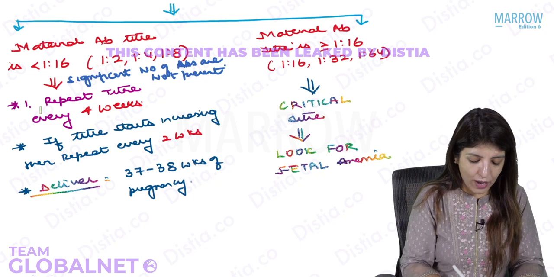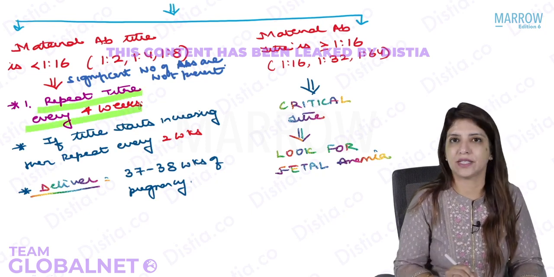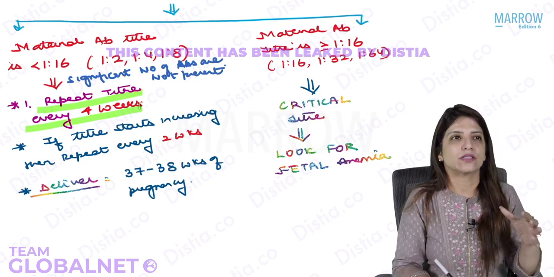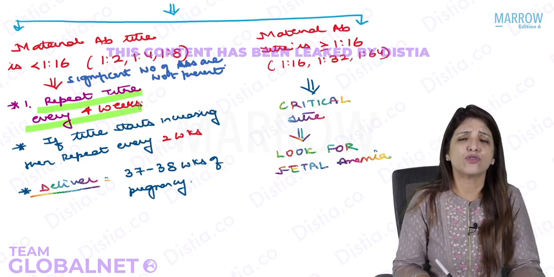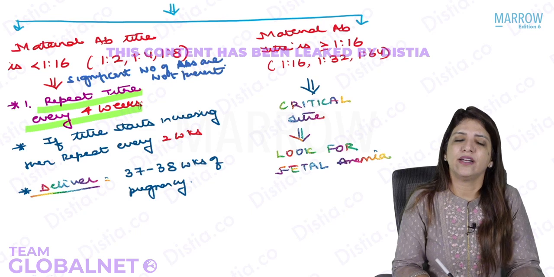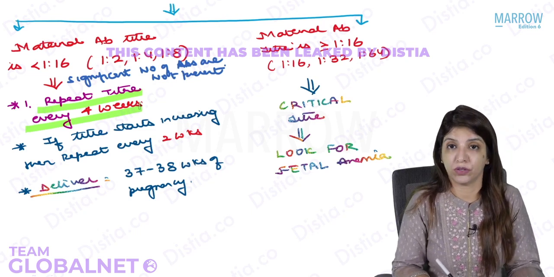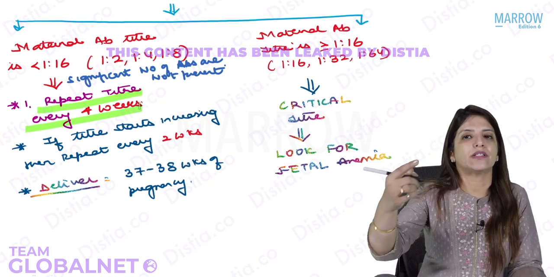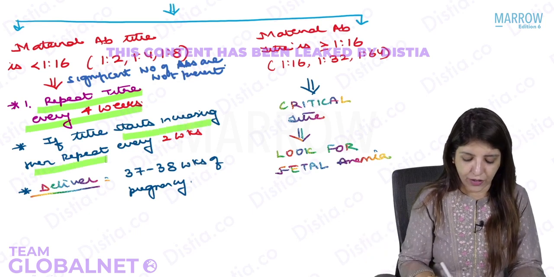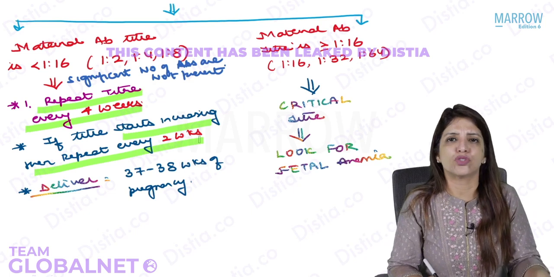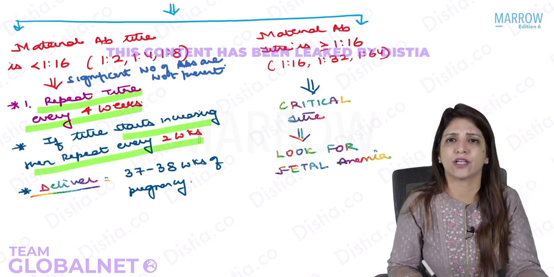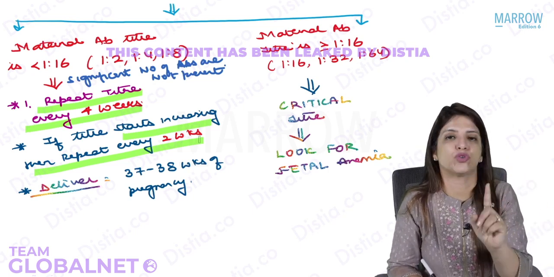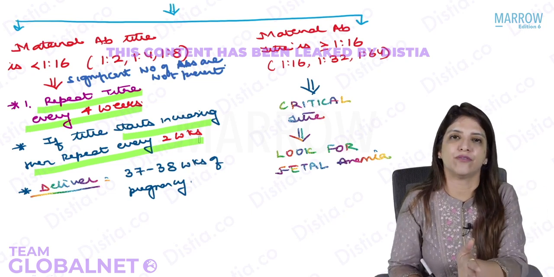So what I'm going to do, I'm going to repeat the titer every 4 weeks. And once I see that the titer has started increasing, so suppose it was 1:2, and then next time when I took the titer, it came out to be 1:4. Now, if I see that the titer is increasing, then instead of repeating the test after 4 weeks, I'm going to repeat it after every 2 weeks. If titer remains 1:2, 1:2, 1:2, I will keep on repeating the titer after every 4 weeks. But if I see the titer has started rising, then I'm not going to wait for 4 weeks to repeat the titer. Then I'm going to repeat the titer after every 2 weeks.